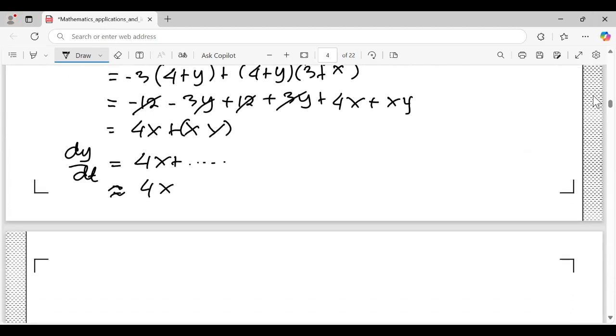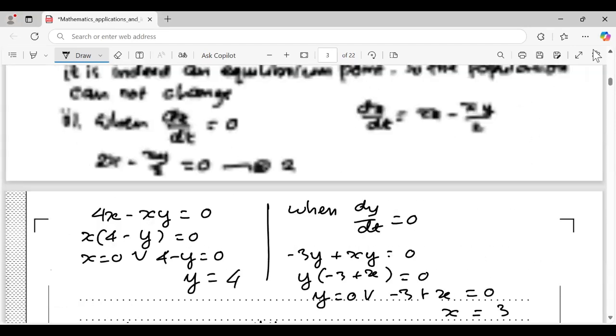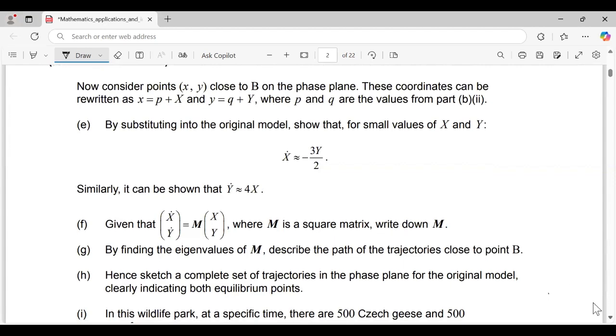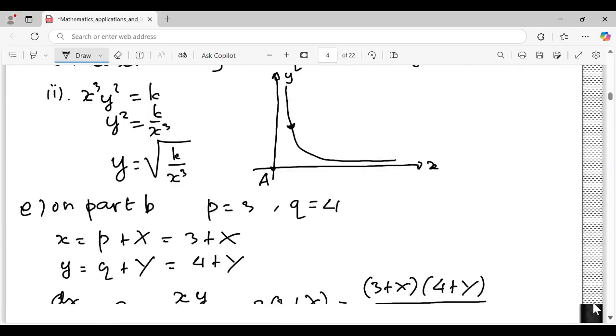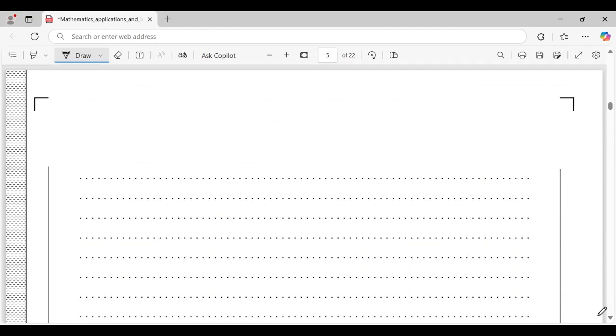And after that, the next question. Given that the vector (x, y) equals M times the vector (x, y), where M is a square matrix, write down M. So we're going to find M. M is a square matrix, which means a 2 by 2 matrix, 2 columns and 2 rows.